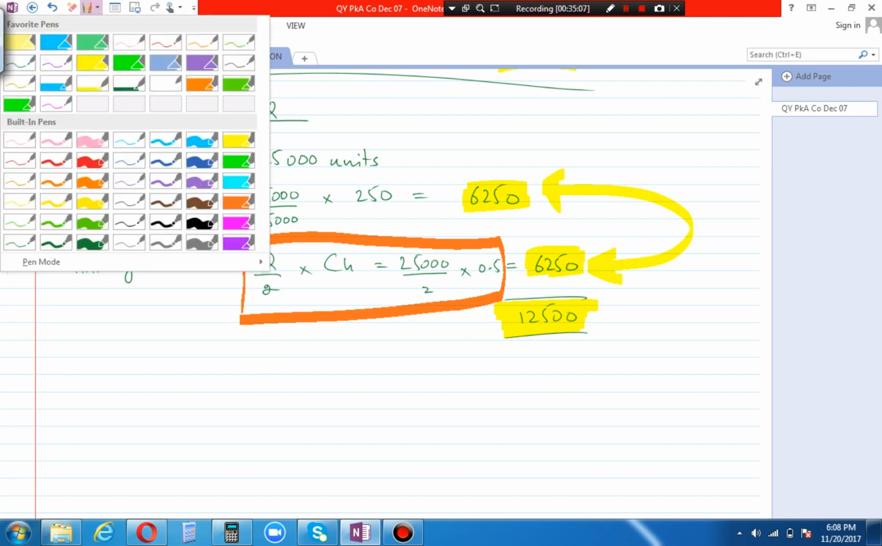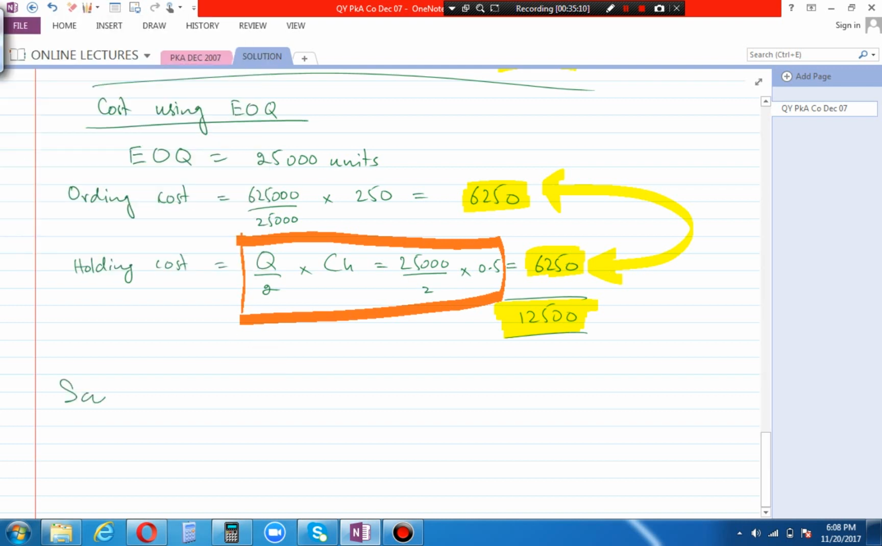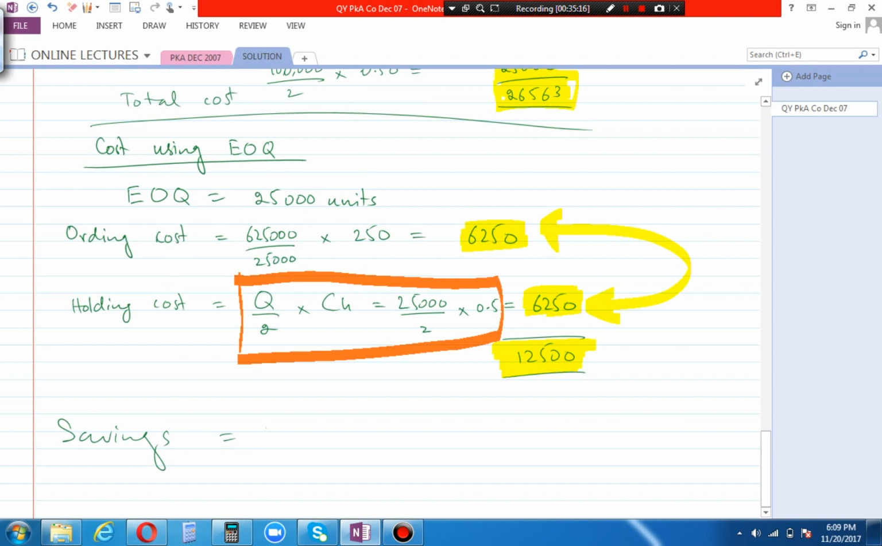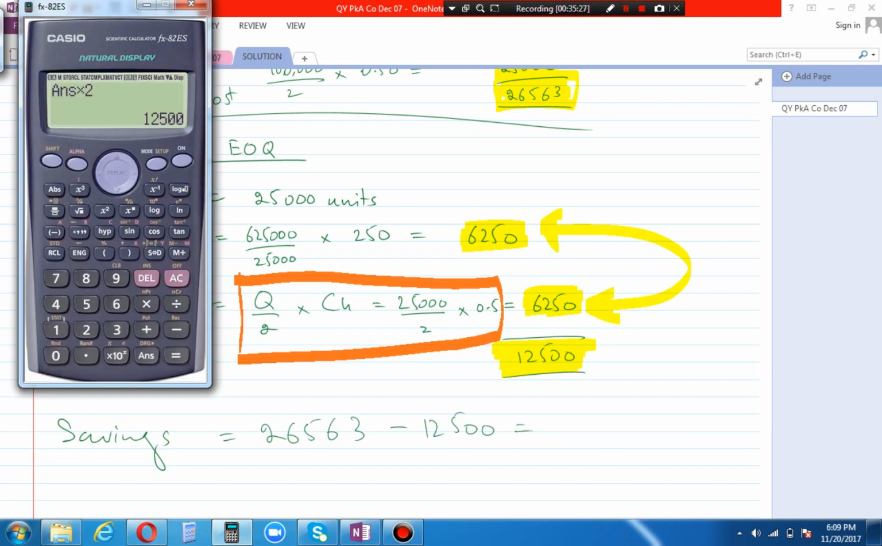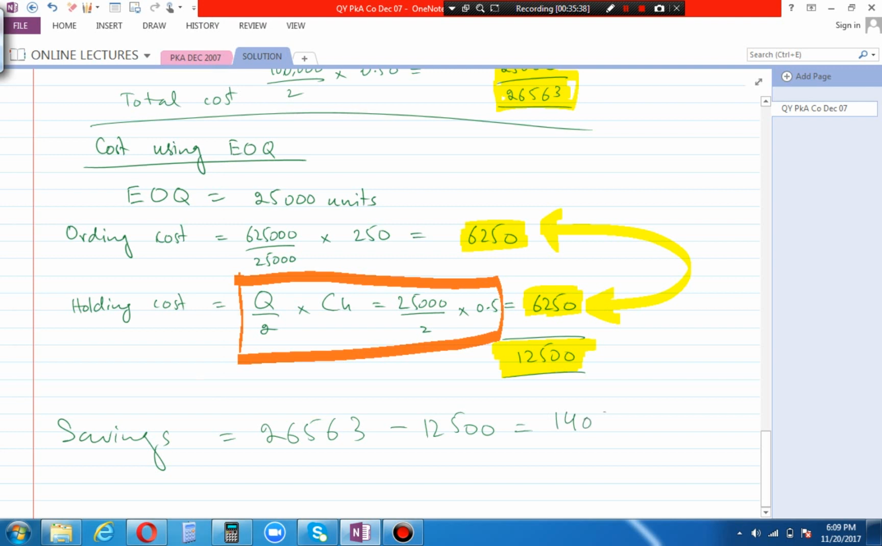Now, if you want to see the savings, savings would be our cost from current policy, which is 26,563, and the cost from economic order quantity, ignoring the minimum inventory on both of them, that would be 26,563 minus 12,500. That would be 14,063 euros.